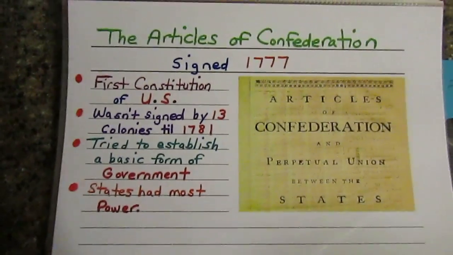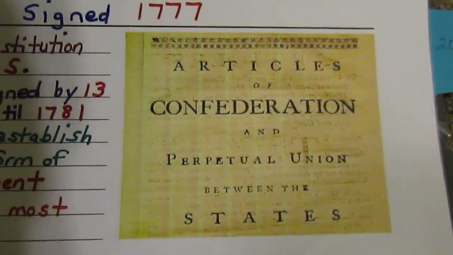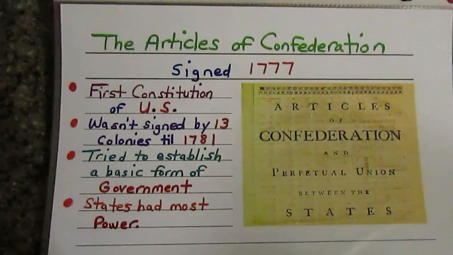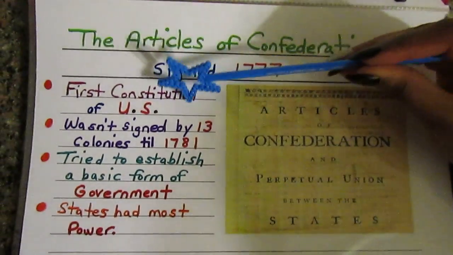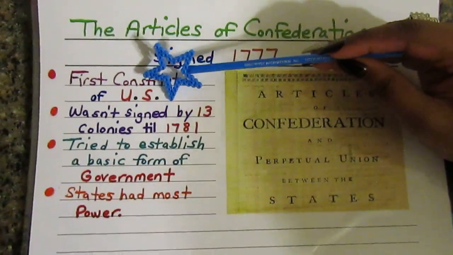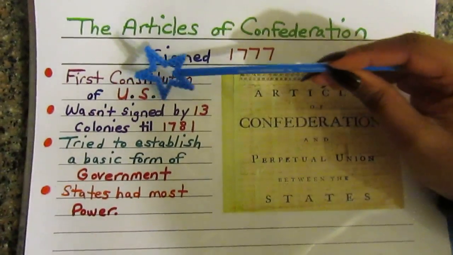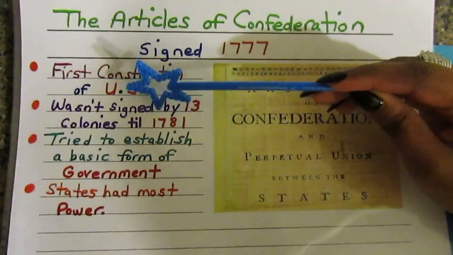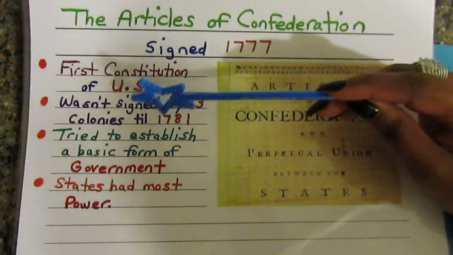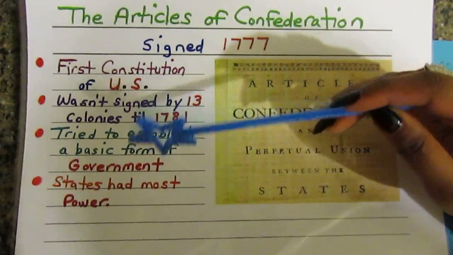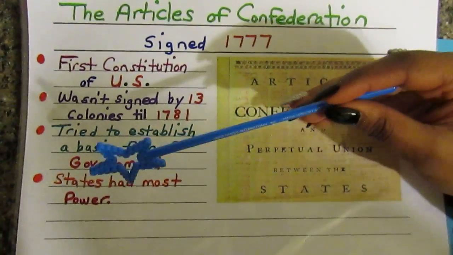The Articles of Confederation were the first written constitution of the United States. They were signed in 1777. It was the first constitution of the United States. It wasn't ratified by all 13 colonies until 1781. It tried to establish a basic form of government, and states had the most power.